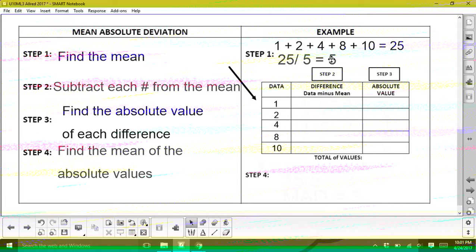There are 5 data points. Added them all together and got 25. 25 divided by 5 is 5. Now I'm going to take each number and subtract it from the mean.